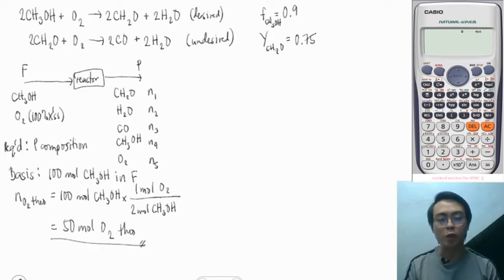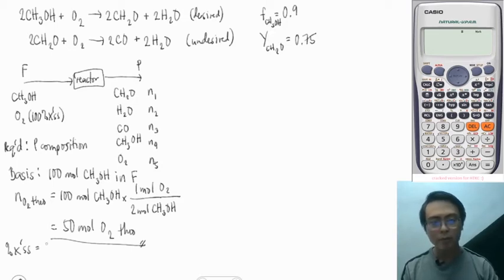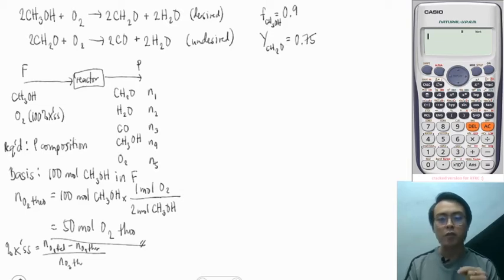Next, so how do we use that? We use that in the definition of the percent excess. If you will remember, the percent excess is defined as the number of moles of oxygen fed minus the number of moles of oxygen theoretical over the number of moles of oxygen theoretical. So that is fed minus theo all over theo, times, of course, 100%.